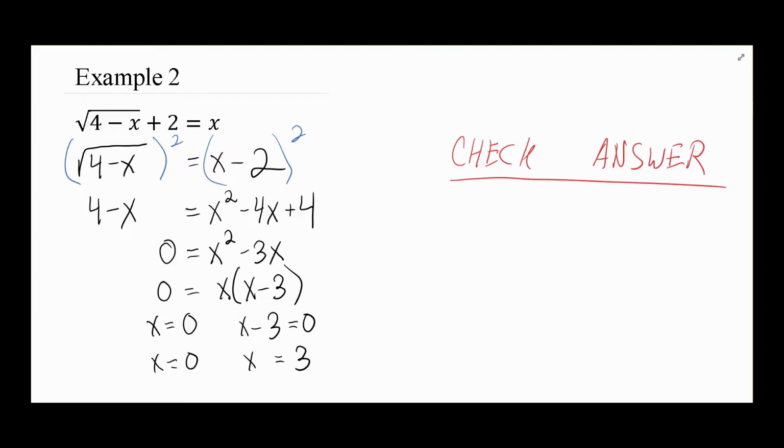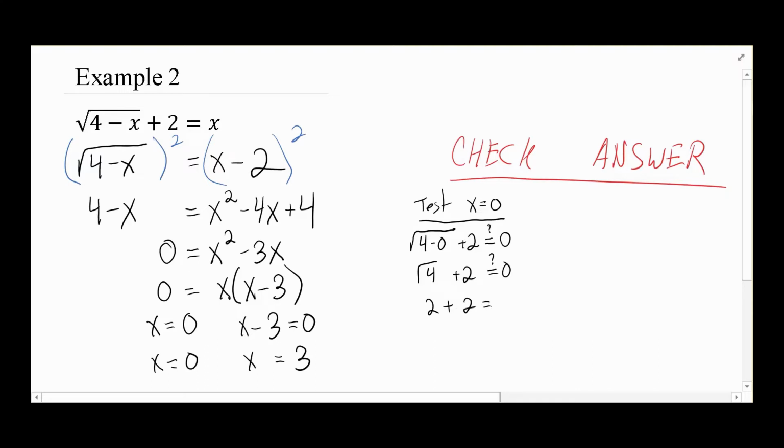We need to check both of these solutions back in the original though. So let's go ahead and test x equals 0 first. And that's going to give me the square root of 4 minus 0 plus 2 is supposed to equal 0. Square root of 4 plus 2 is supposed to equal 0. 2 plus 2 equals 0. 2 plus 2 does not equal 0. So that means x does not equal 0. That's not one of my solutions. I need to throw that out.